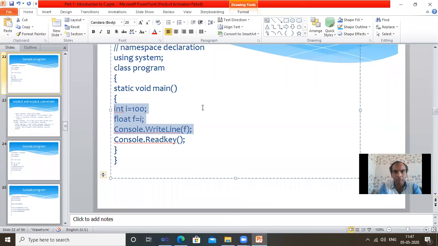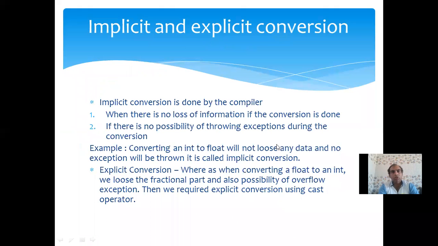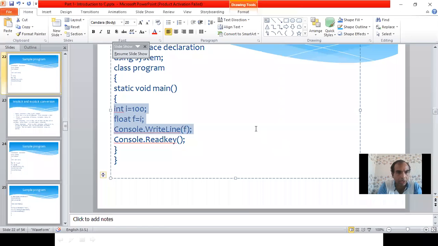Now next program, showing you implicit conversion done by the compiler, where there is no loss of information if the conversion is done. There is no possibility of throwing an exception during the conversion. For example, when we are converting int to float, we will not lose any data and no exception will be thrown. This is called an implicit conversion. But in an explicit conversion, where we are converting a float to integer, see that output.